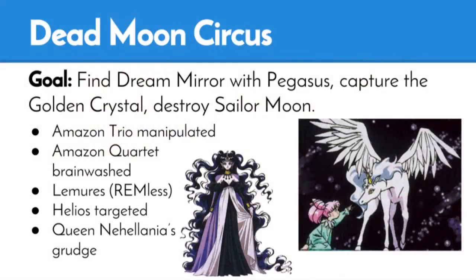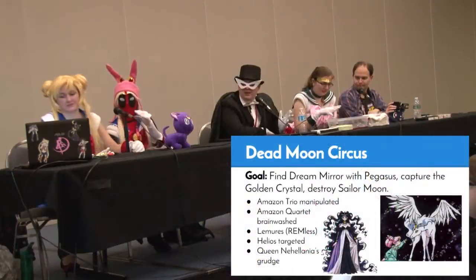All right, and then we have the Dead Moon Circus. A lot of people don't like this arc, but I personally found it so endearing. I really love the development that Chibiusa got, and the romance between Pegasus and Chibiusa was just so cute. That's why I hope Crystal gets to that arc, because the manga just did so much better than the anime. Really? But that's just my personal opinion.